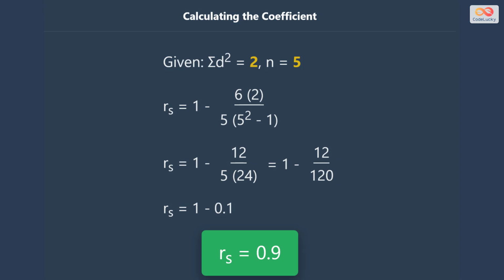Now we plug our numbers into the formula. We know the sum of squared differences is 2, and our sample size, n, is 5. We multiply 6 by 2 to get 12. For the denominator, we have 5 times 24, which is 120. Dividing 12 by 120 gives us 0.1. Subtracting that from 1, we get a final Spearman coefficient of 0.9.